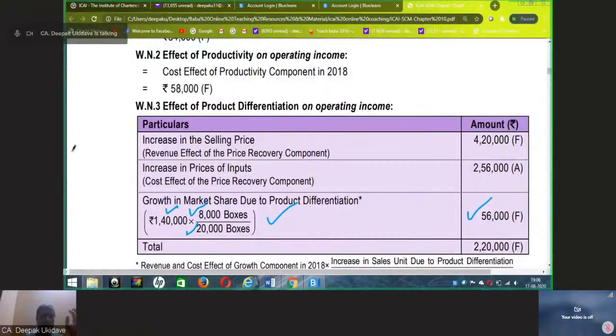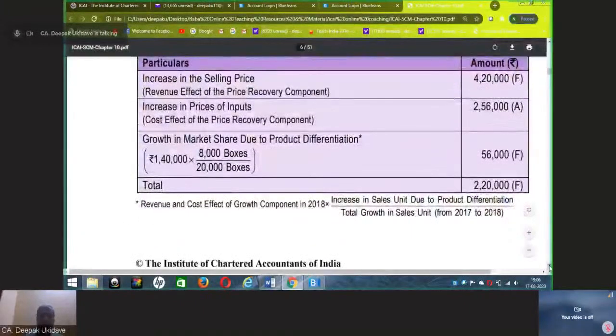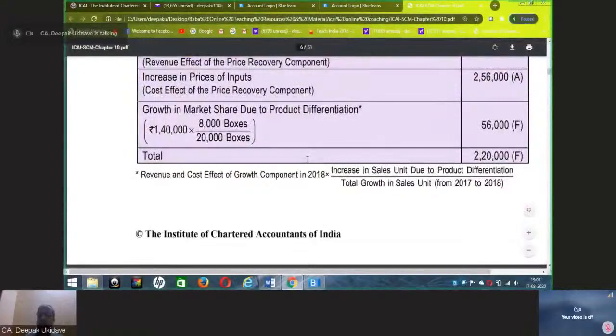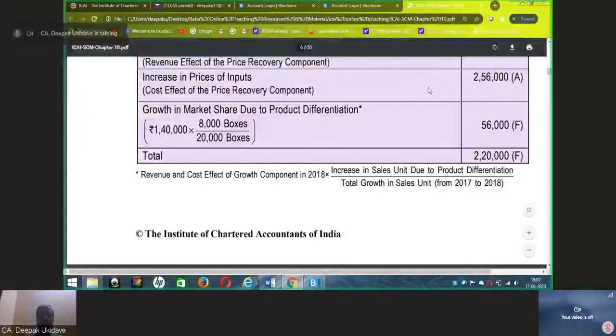One minute. So we will look at the data. The highlights are given here. There is a star which is produced here. So let us look at the star also. It is the formula which is given. Revenue and cost effect of growth component in 2018 multiplied by increase in sale units due to product differentiation upon total growth in sales units. So same thing, what is done in the form of numbers in the bracket is given in the form of formula. That's all. And these two figures, price recovery component in terms of increase in selling price and increase in the price of inputs, basically price recovery.